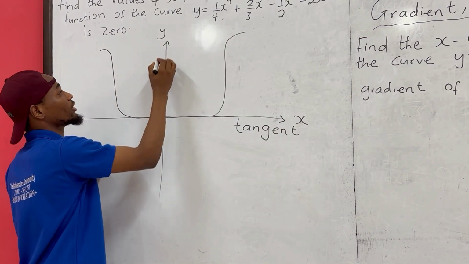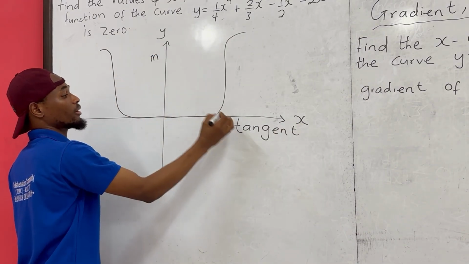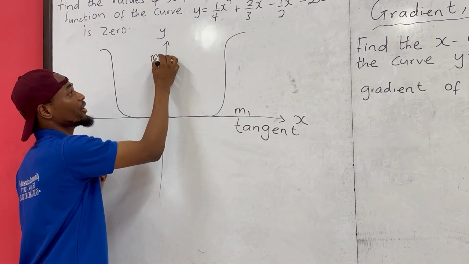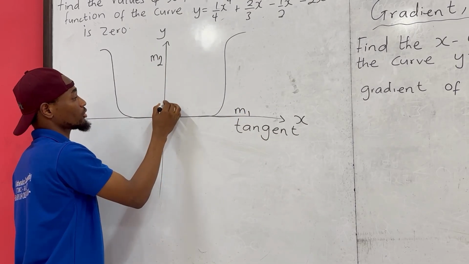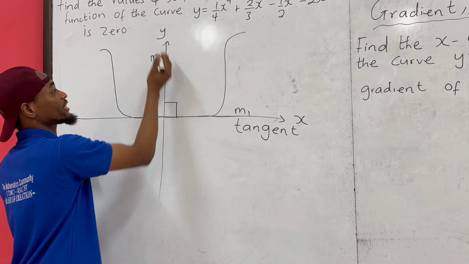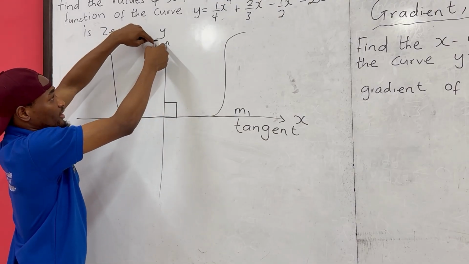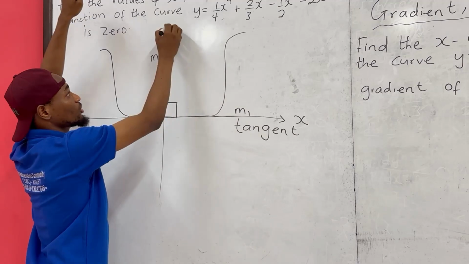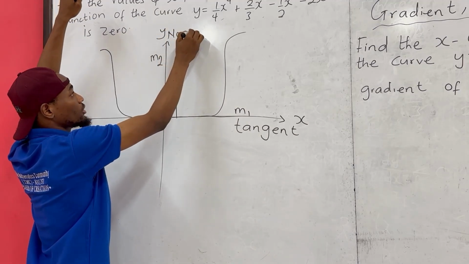Let me call this gradient 1, and this is my gradient 2. So 90 degrees. Realize that the y-axis this way is normal to the x-axis. So I'll call this normal.